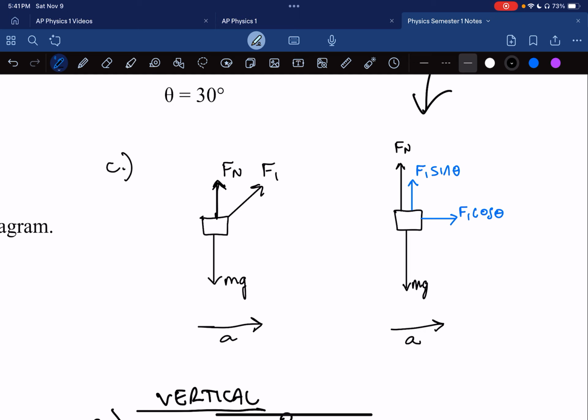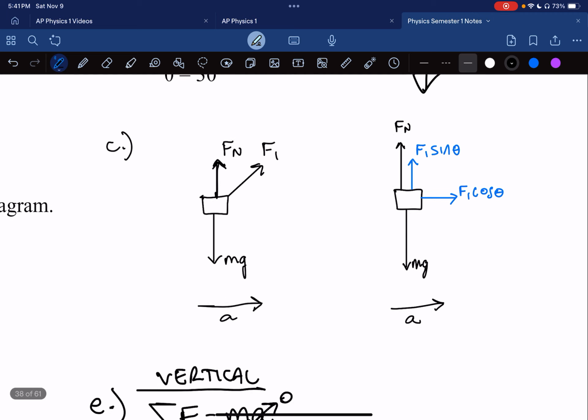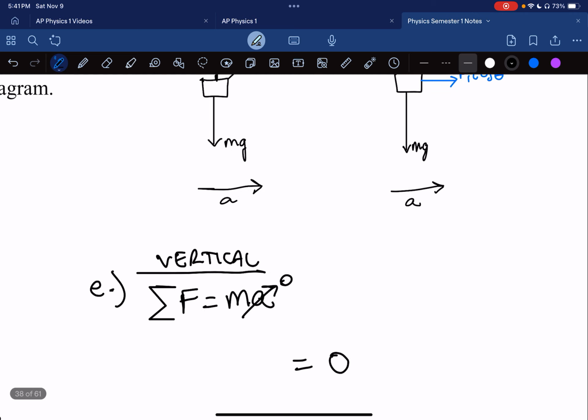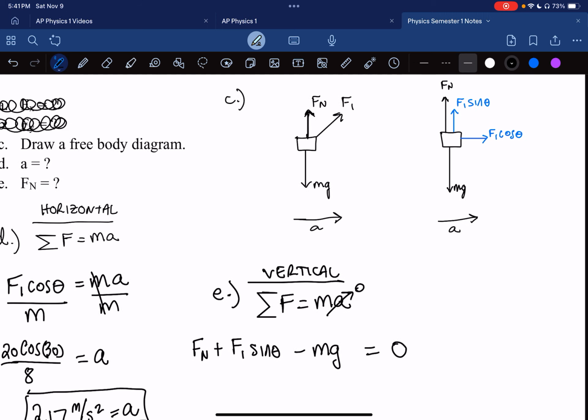And I use the analogy of a tug of war. When two people are pulling in the same direction, we should add those forces together. And so that's what we'll do here. We'll say Fn plus F1 sine theta minus mg. Looks good to me.